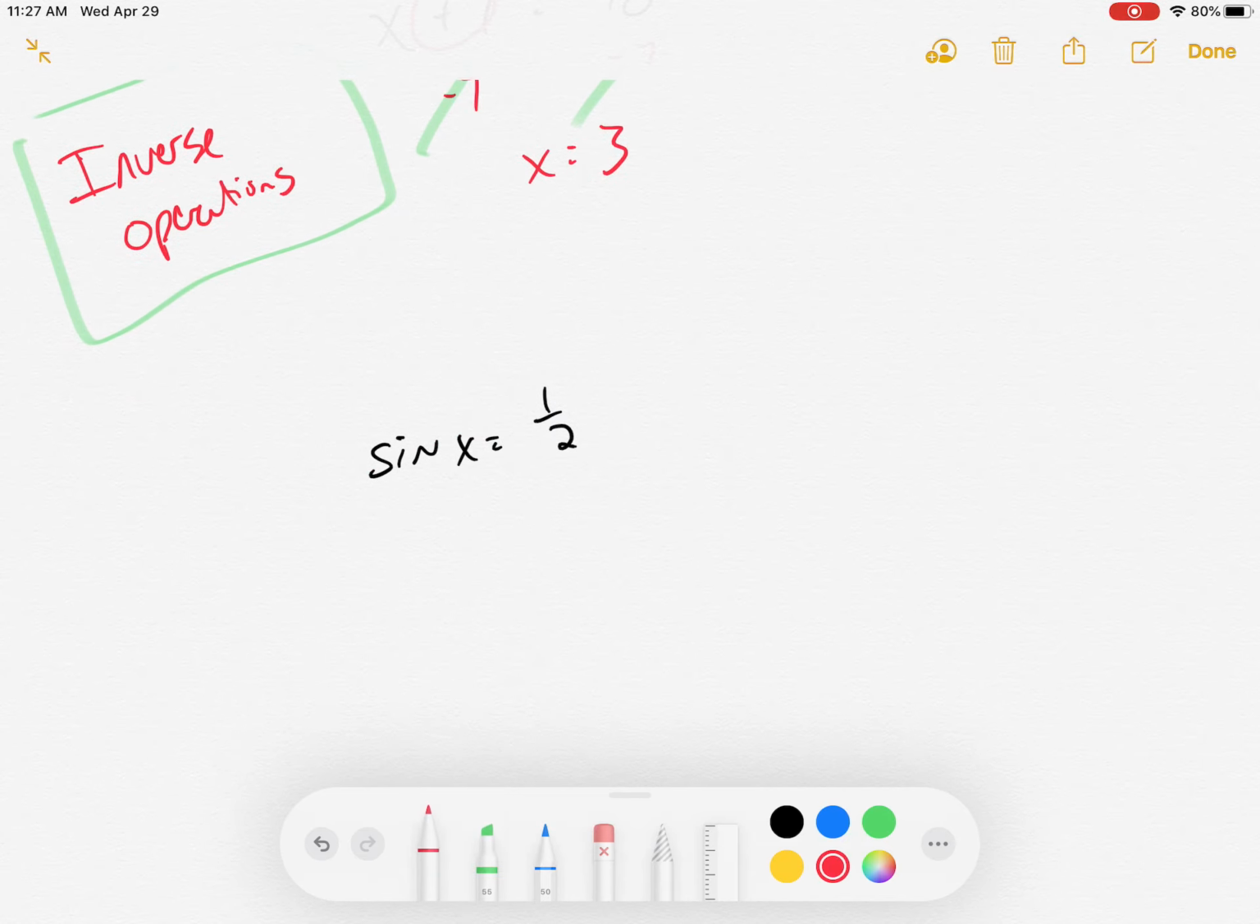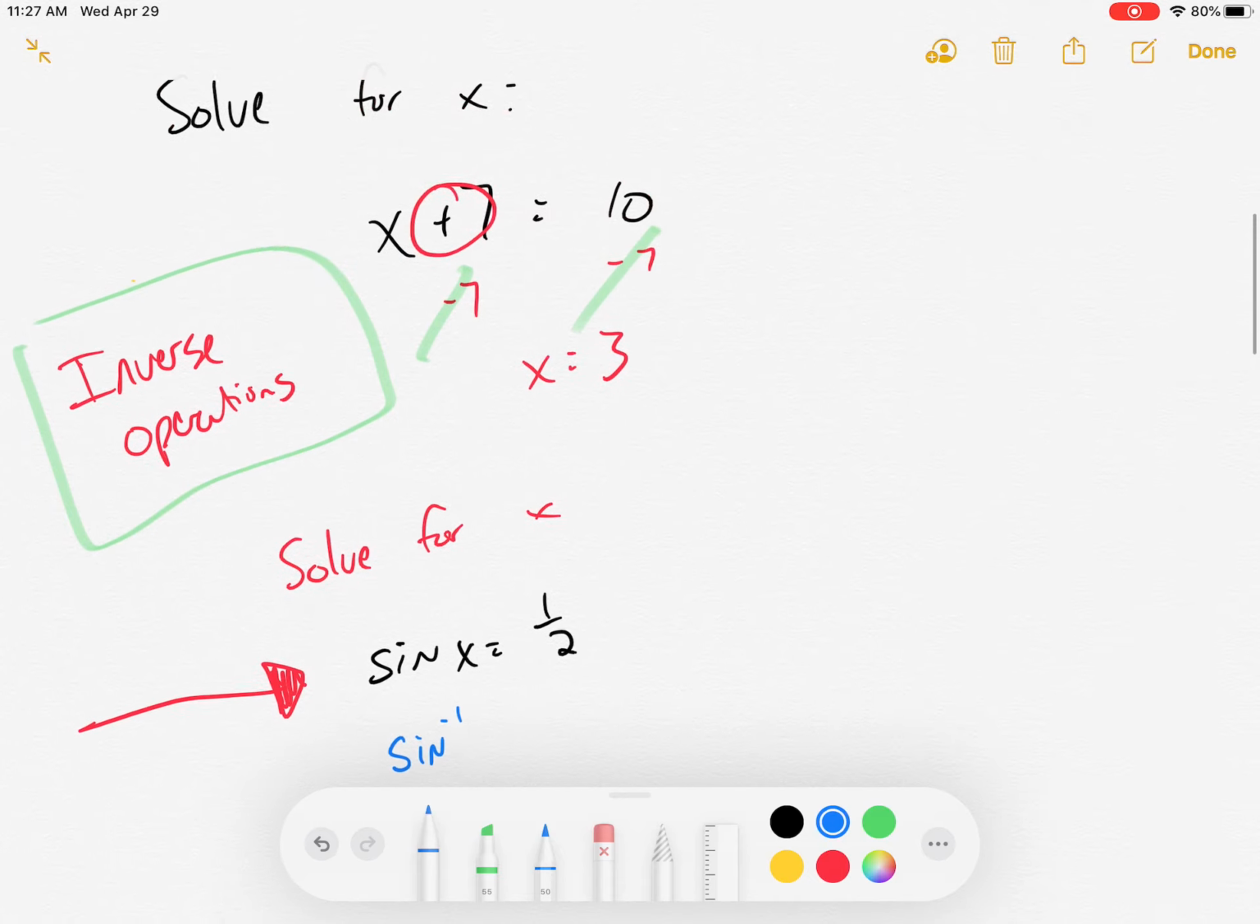So applying that to trig, if we have the sine of x equals 1/2, if I want to solve for x in this equation, I've got to get rid of this sine. If I want to solve for x, that means get it by itself. So if I want to get rid of that sine, again, I'm going to use the inverse operation. What we do is something called the inverse sine. So to get rid of sine, it's called the inverse sine.